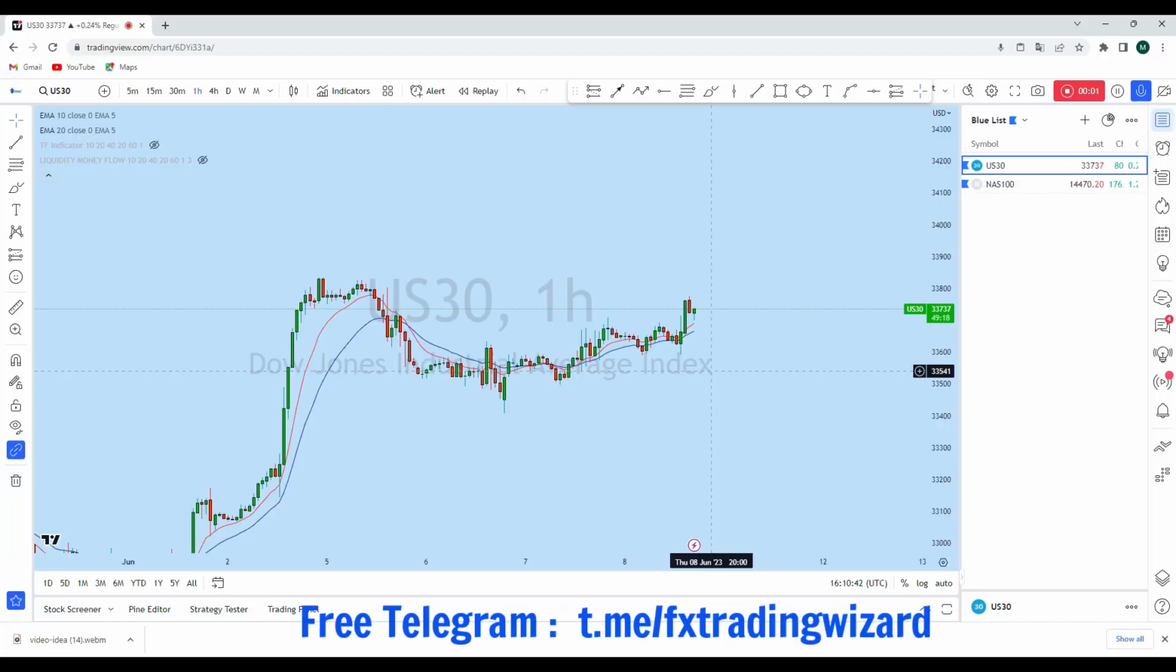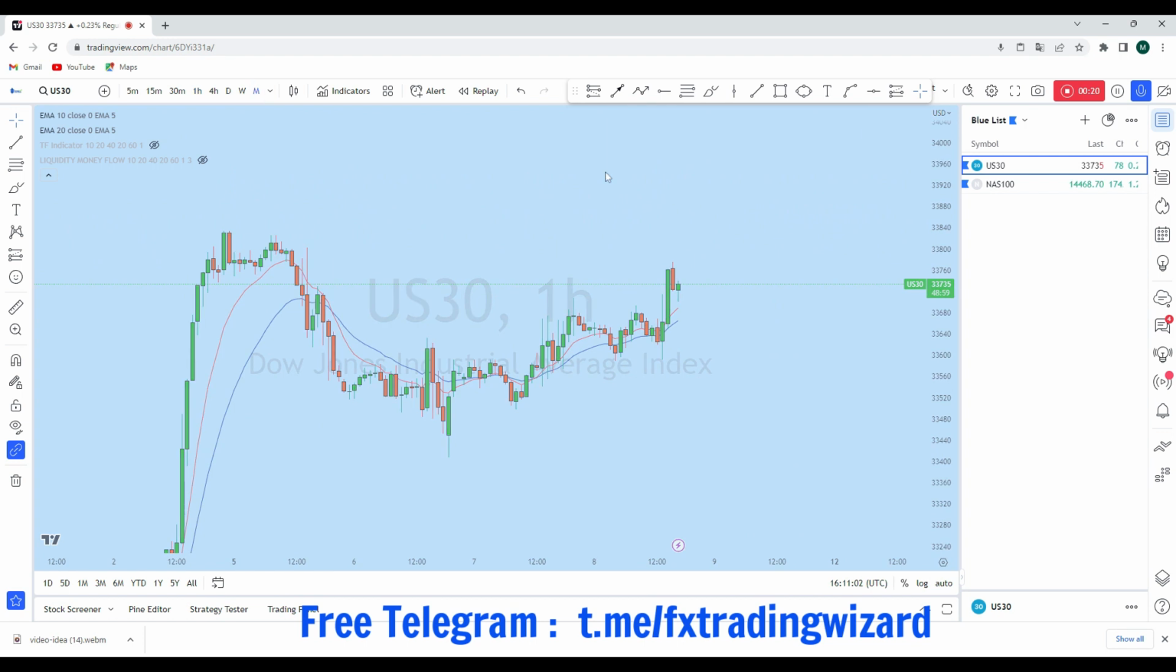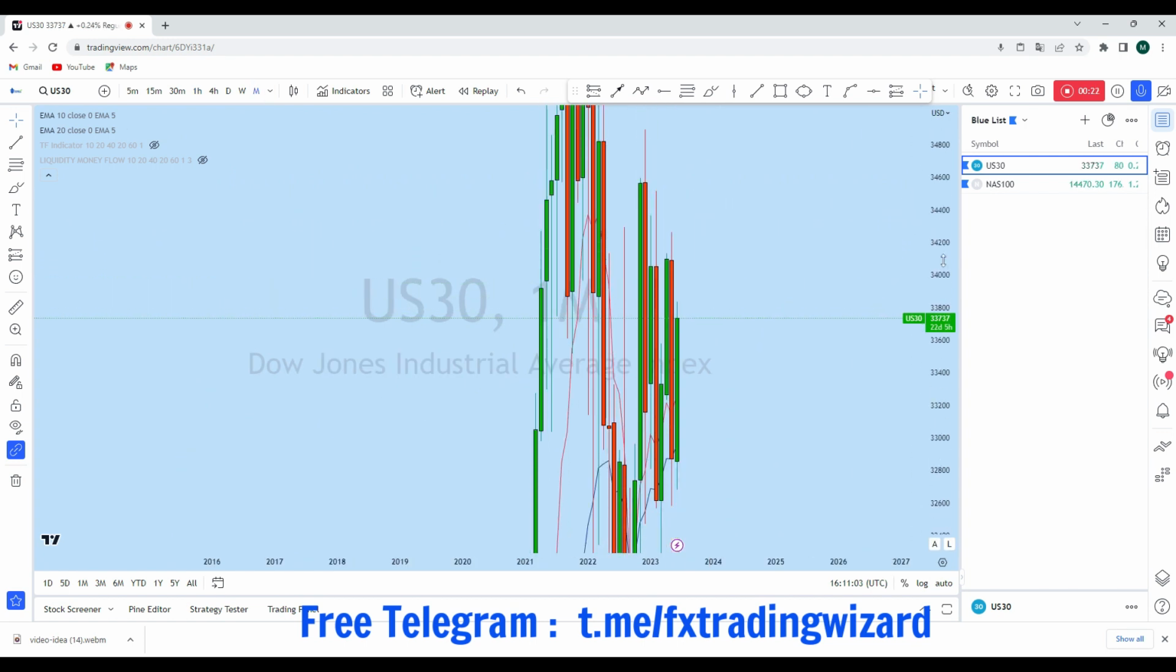Hello trader, I'm going to do a complete multi-time frame analysis on US30 and NAS100. Let's see what kind of trading opportunity we currently have in both of these instruments. As you can see from the lower time frame, they are showing significant trading opportunity. Now before we discuss how we can trade, first let's look at the bigger picture, looking at the monthly time frame.